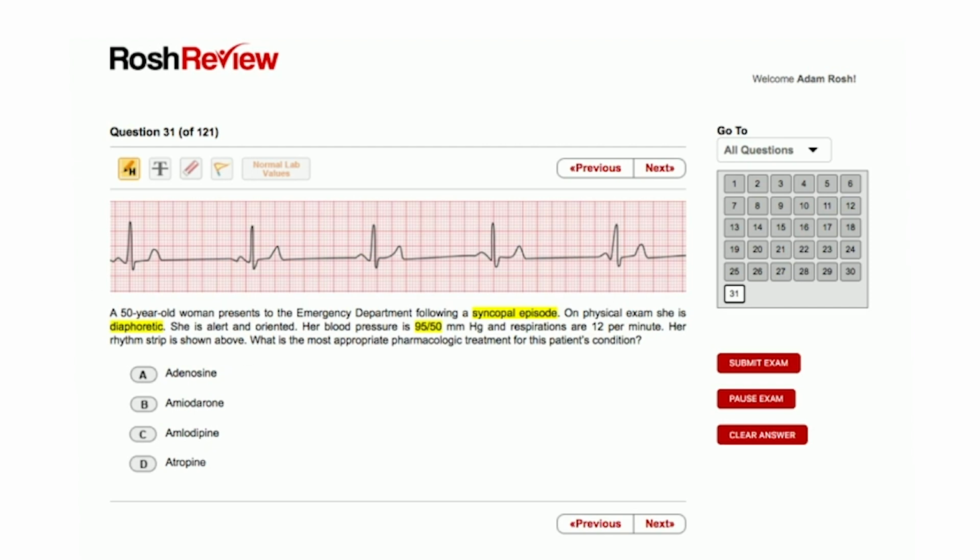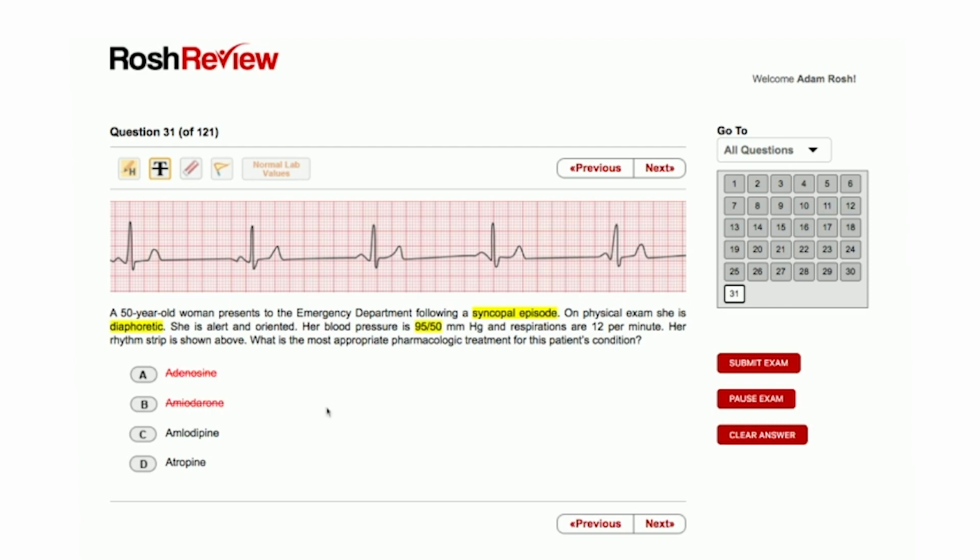So, let's start with answer choice A, adenosine. Adenosine, AV nodal blocker, used in supraventricular tachycardias, not the right drug for this patient who has a bradycardia. So let's cross out answer choice A. B, amiodarone, antidysrhythmic. It's mainly commonly used in ventricular tachycardia. So not going to be given to a patient with sinus bradycardia.